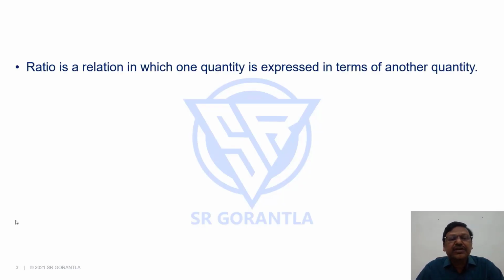Ratio is a relation in which one quantity is expressed in terms of another quantity. Suppose there are two quantities A and B, we write it as A is to B. That means we are expressing A in terms of B. We can also express this as A by B. Suppose I have 8 is to 2, or this can be written as 4 is to 1. We are trying to say the first term is 4 times the second one. We are expressing the first term in terms of the second term.